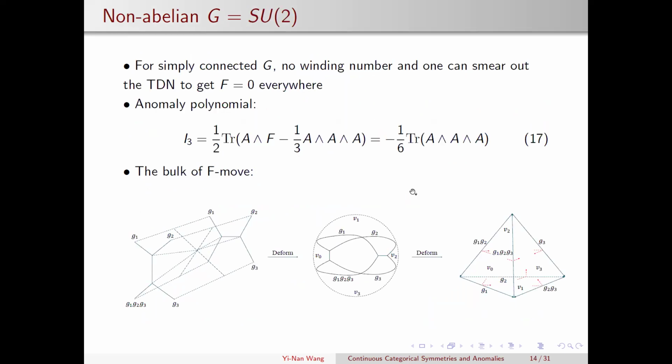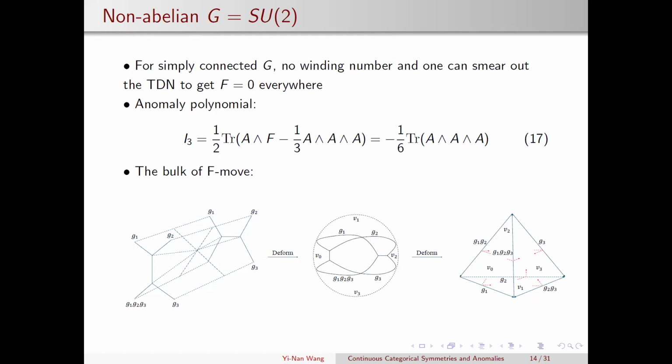And then what about the SU2 case? You actually have a pretty drastically different story. When the group G, like SU2, is simply connected, then there's no such winding number issue. And in principle, you can always smear out the TDN to get a vanishing field strength F equals 0 everywhere. But then you ask, where does the anomaly come from? For the non-abelian case, the three-form anomaly polynomial is just a non-abelian Chern-Simons form. And even if you assign F equals 0, you still get this trace A wedge A term that is non-vanishing. So this is totally fine.